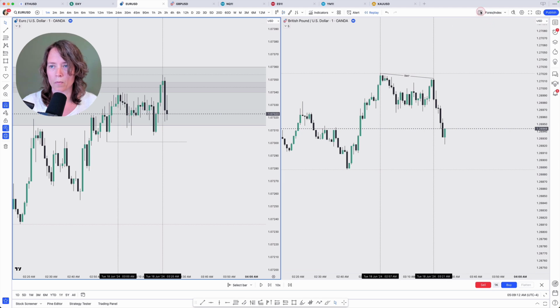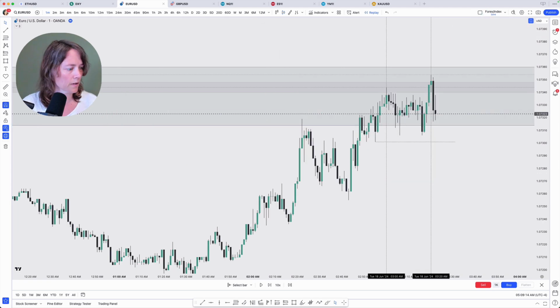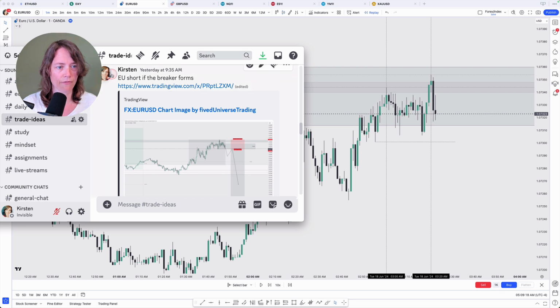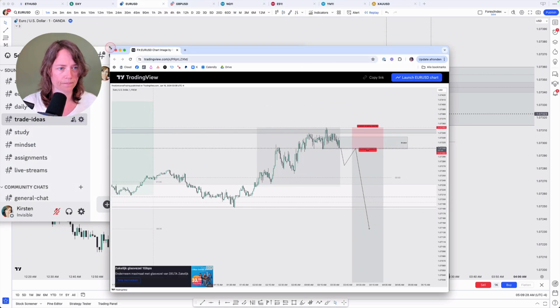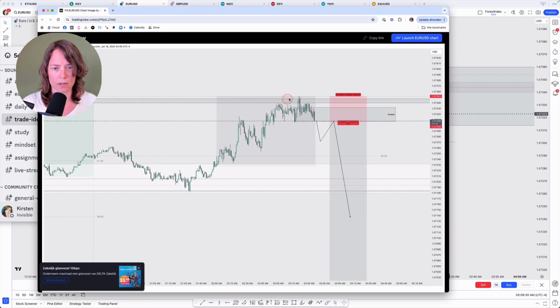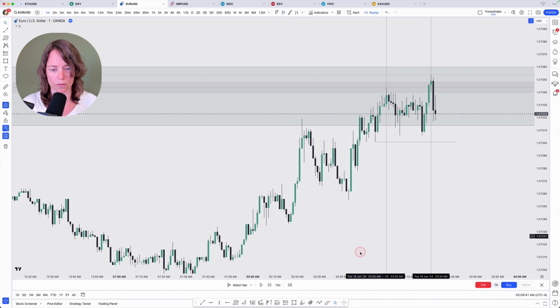And this was the moment I said in the community, if EU short, if the breaker forms, what you can see over here, I also have the screenshot a little bit bigger over here. This was that SMT, but I said we don't have a break yet, so this can become a future breaker, this breaker block over here. And if we get that, then I want to get a tag in to lower prices.